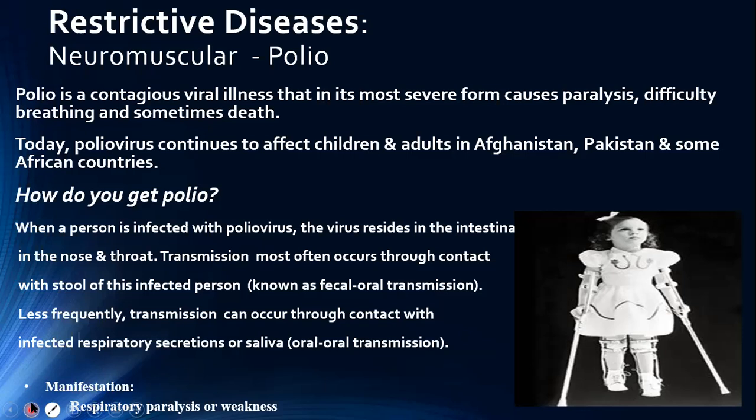Less frequently, transmission can occur through contact with infected respiratory secretions or saliva, known as oral to oral. So if you're kissing somebody, deep tongue kissing, and they got polio, it's possible, less frequent, but it's possible to get it, right? But the main way you get it is through fecal oral transmission. So if you get a question that says which respiratory or which neuromuscular disease comes from the contact of fecal oral transmission, you need to say, oh, that's polio, right?